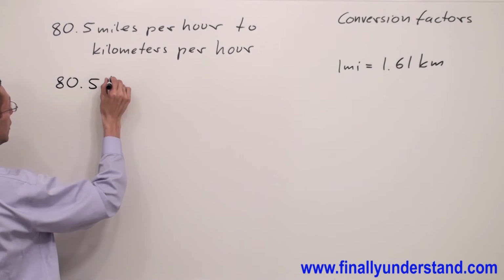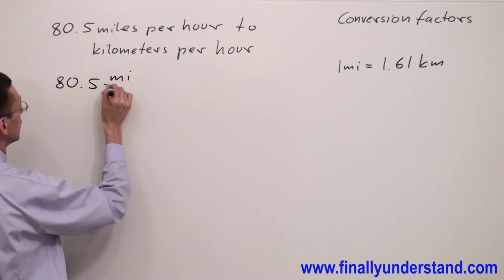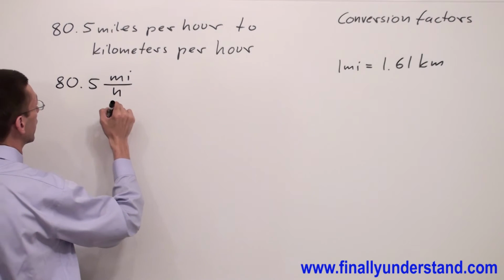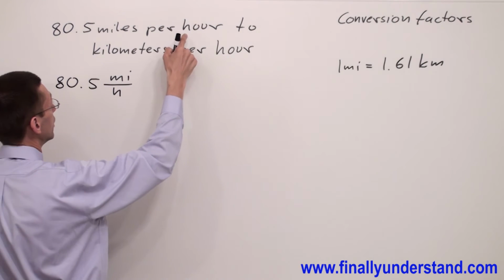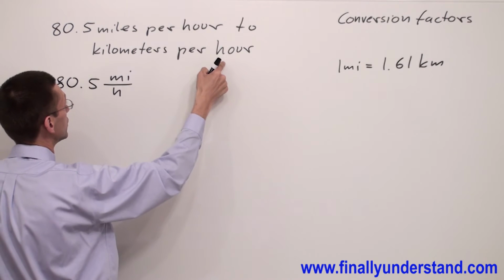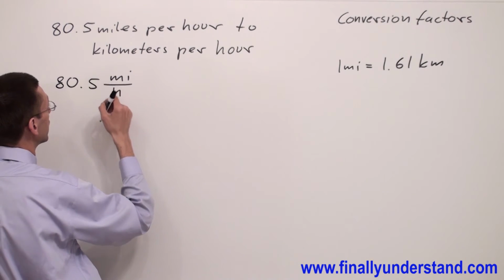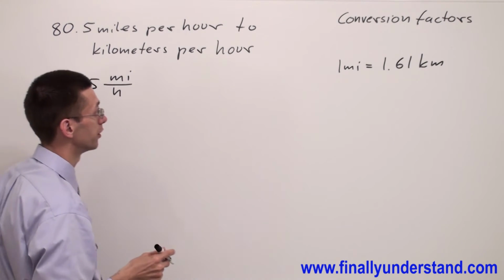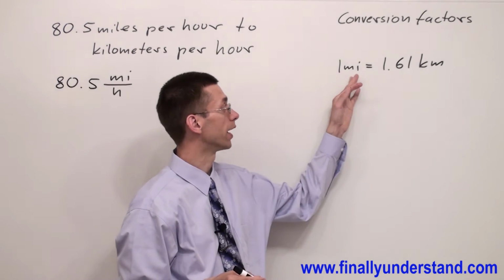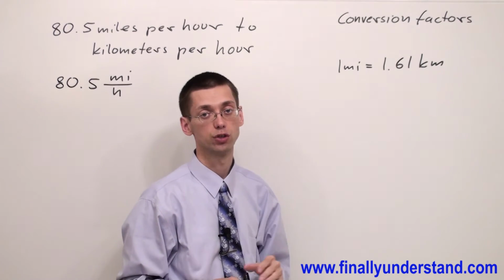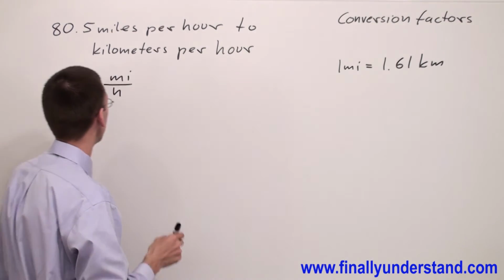We have 80.5 miles per hour. As you noticed, the unit of time is the same. I have to just change the unit for the distance, miles to kilometers. The conversion factor says that 1 mile is equal to 1.61 kilometers.